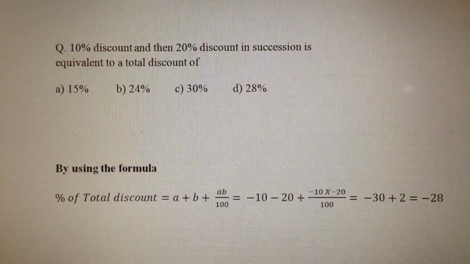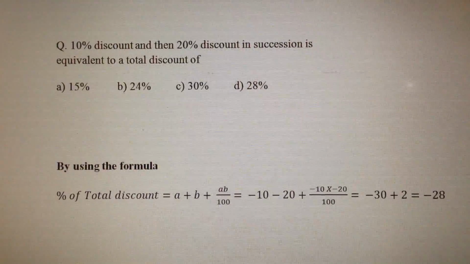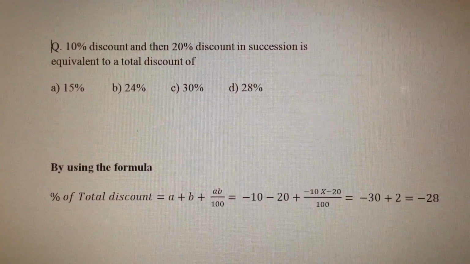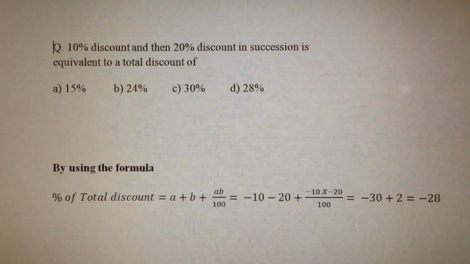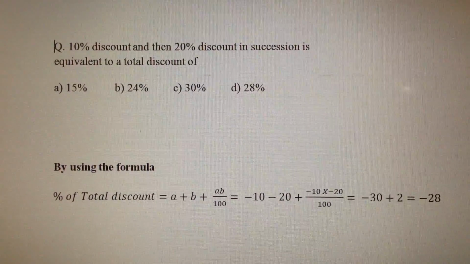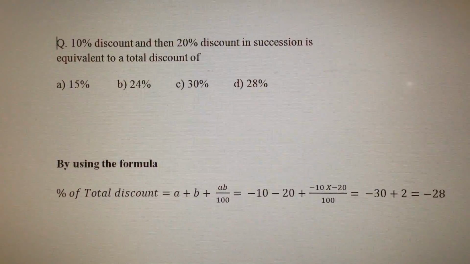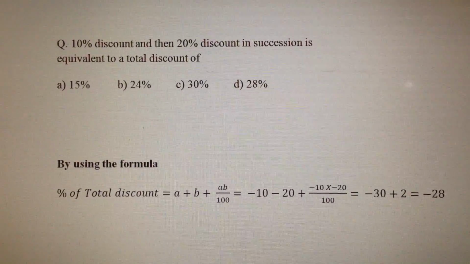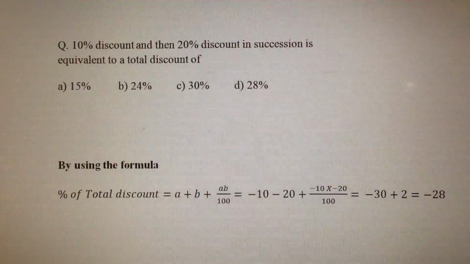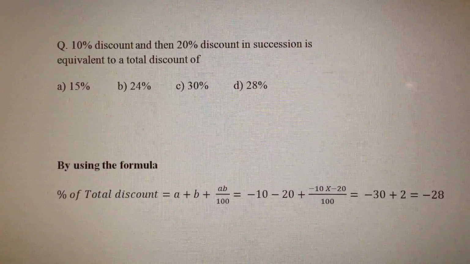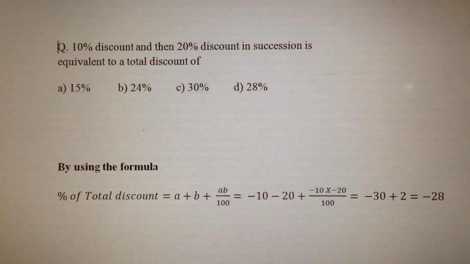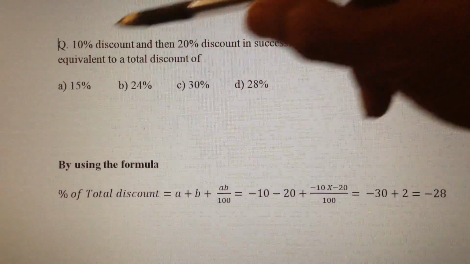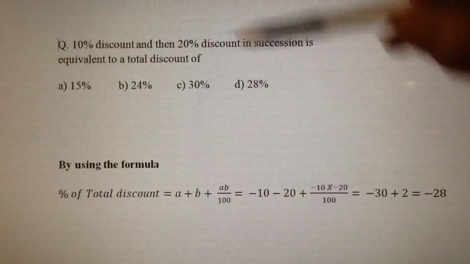One more question here. 10% discount and then 20% discount in succession is equivalent to a total discount of? This is a very similar question. Only thing is, instead of increase, here it is decrease. Discount means decrease. There is a successive decrease in the percentage. The formula is the same as what I have discussed earlier. The formula is A plus B plus AB by 100, the same formula. But A is minus 10 here because it is discount and B is minus 20.